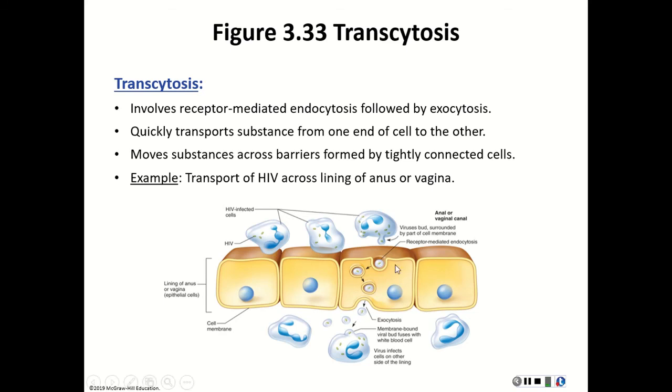Transcytosis means that things go in on one side of the cell and then exit on the other. So to go through the cell or trans the cell. So again, it involves endocytosis on one end and then exocytosis on the other end. And this is how HIV can cross the lining of the anal or the vaginal lining, because it is able to hide itself through the mucosal lining of the anus or the vagina by going in one end and exiting through the other.